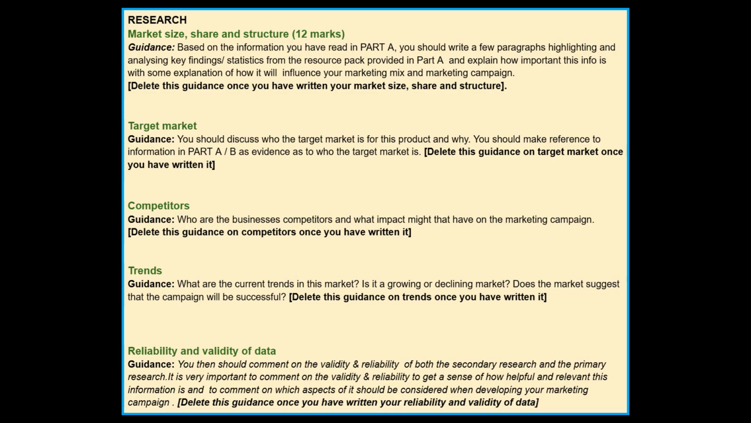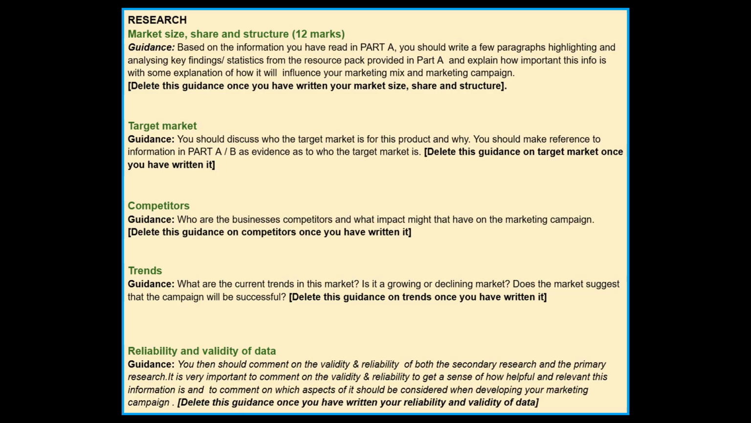You should write a few paragraphs highlighting and analysing key findings and statistics from the resource pack provided, and explain how important this information is, with some explanation of how it will influence your marketing mix and your marketing campaign. So you're trying to pick out snippets from it, read it carefully, lots of crucial information in there about the market size, share and structure.